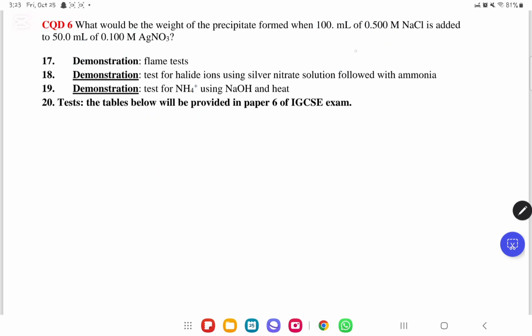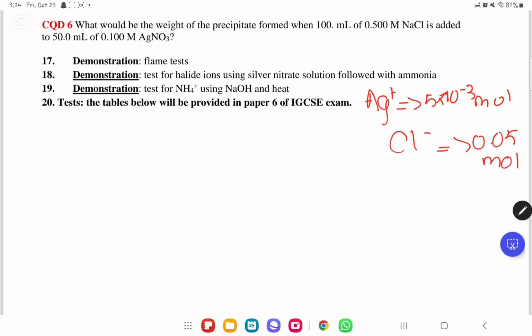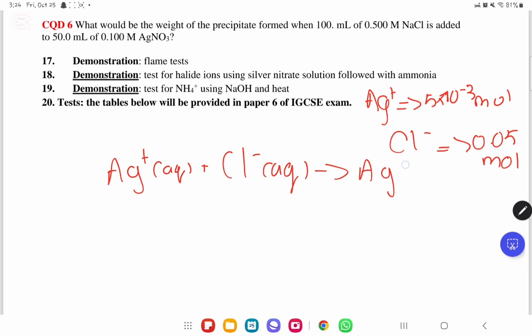So now I'm going to erase all of this and write on the side Ag plus, its number of moles is 5 times 10 to the negative 3, and then Cl minus, its number of moles is 0.05 mole. Now we're going to take the ionic equation of the precipitate, which is Ag plus aqueous plus Cl minus aqueous will give us AgCl solid precipitate. Now this is a very important step. If you remember, we got that the number of moles of AgNO3 was 5 times 10 to the negative 3, and the number of moles of NaCl was 0.05 mole.